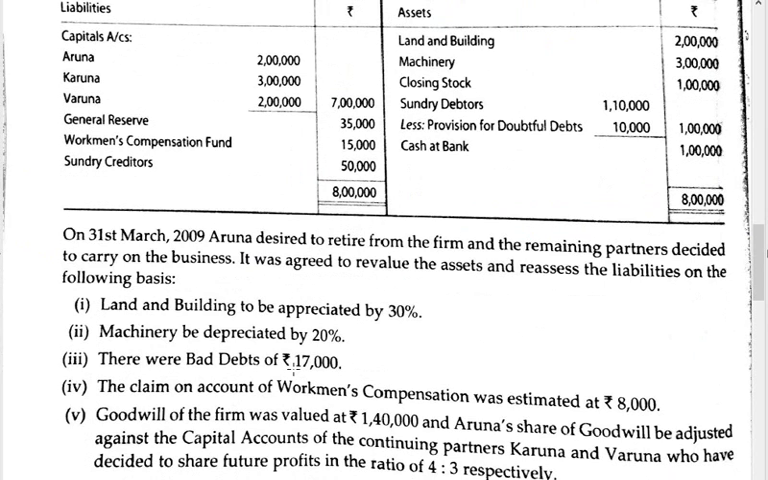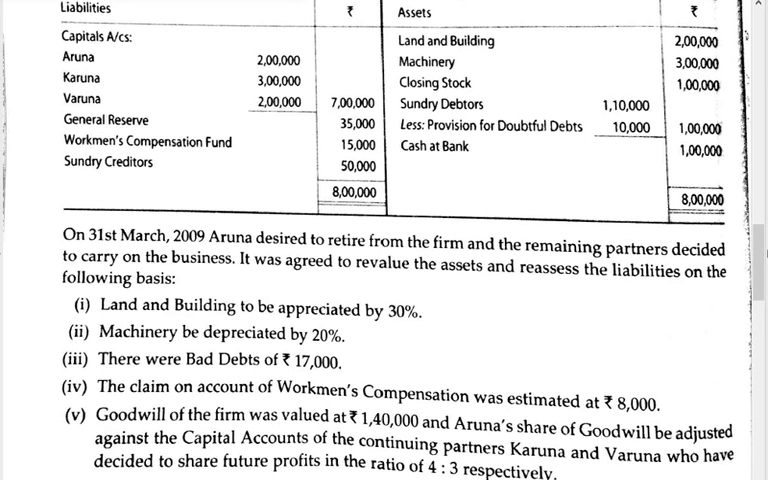First of all, let's treat workmen compensation. He says the claim on account of workmen compensation was estimated at 8,000. How much is the compensation reserve? 15,000. Out of 15,000, there is a claim of 8,000. So, what is the balance that is distributable? 7,000. Right? This is how we treat workmen compensation. What is the total reserve minus what is the claim on account of workmen compensation? 8,000. The balance 7,000 will be distributed among the old partners in old ratio.